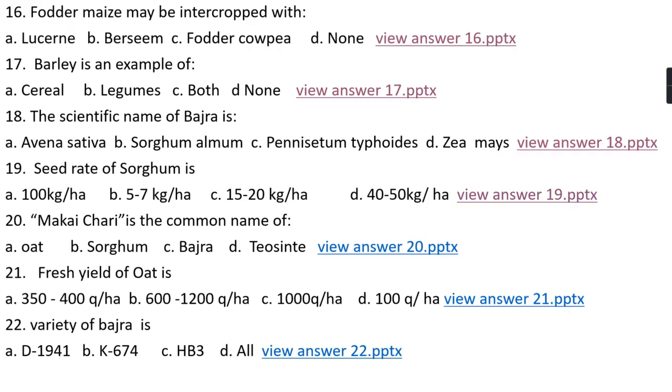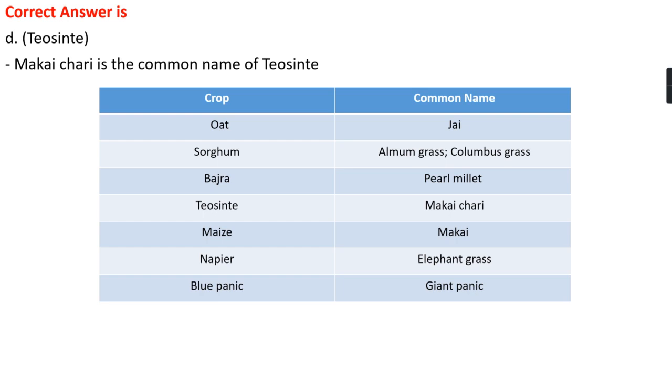Okay. Question number 20. Makai chari is the common name of option A oats, option B sorghum, option C bajra, option D teosinte. The right answer is option D, that is teosinte. Makai chari is a common name of teosinte.